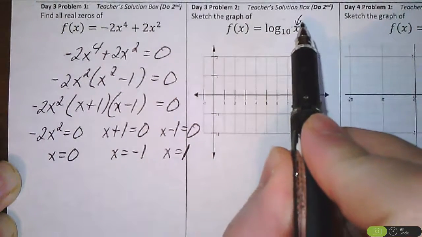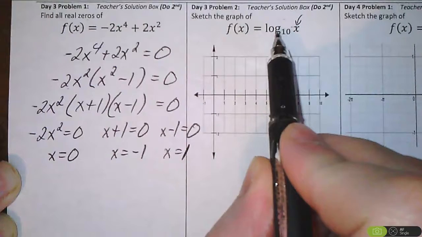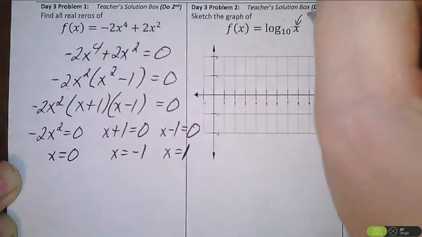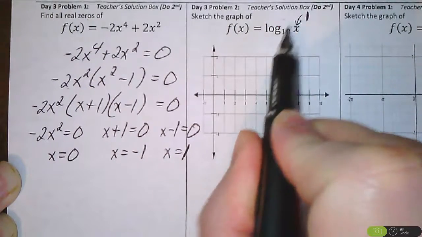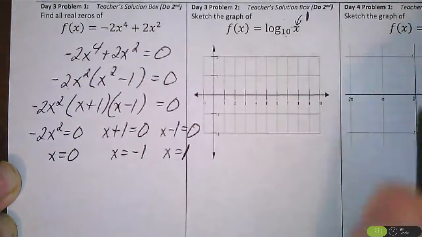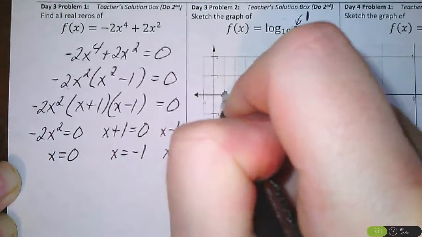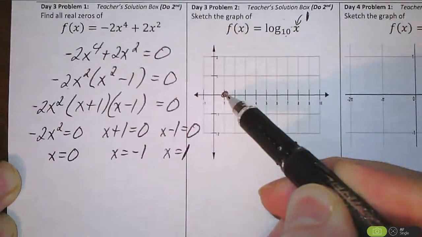A good number to plug in for x whenever you have a logarithm function is to put in a 1. 10 to what power makes 1? And that answer is 0. So when x is 1, the function value is 0. 1 comma 0 is a dot on the function.